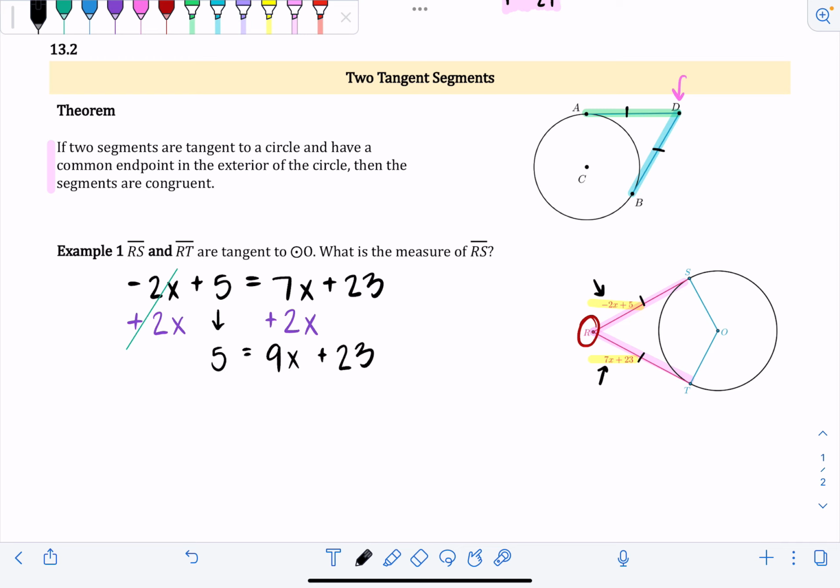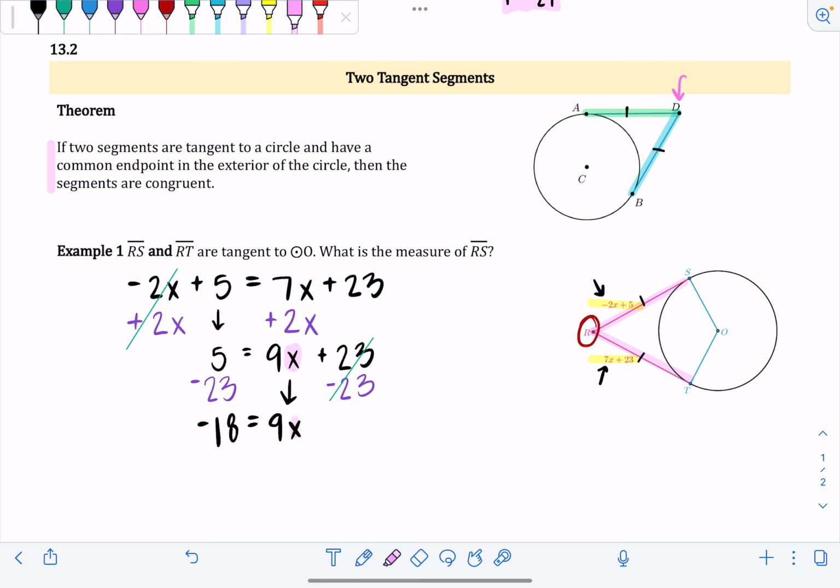I'm trying to solve for x, which means I'm trying to get x by itself. So now that I have all the x's on one side of the equal sign, I just want to move things away from x. We have a 9 that's being multiplied by the x and a 23 that's being added to it. Usually we undo addition or subtraction first, so I would subtract 23 from both sides to cancel out that 23 that's being added. So 5 minus 23 is negative 18. Equals, I'm going to bring down the 9x, and then 23 minus 23 cancels out.